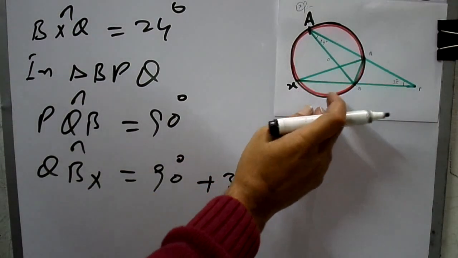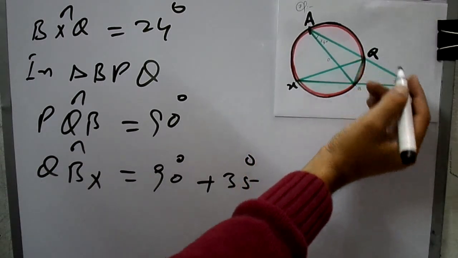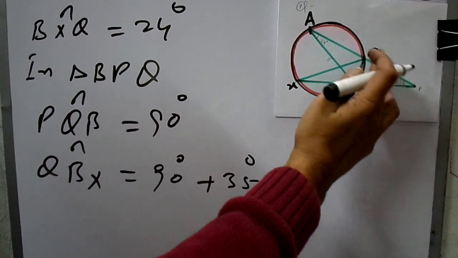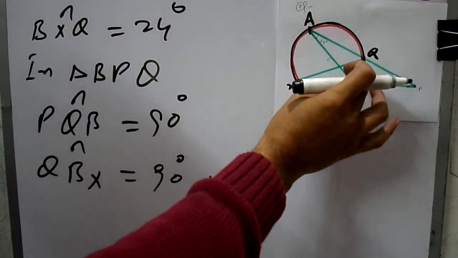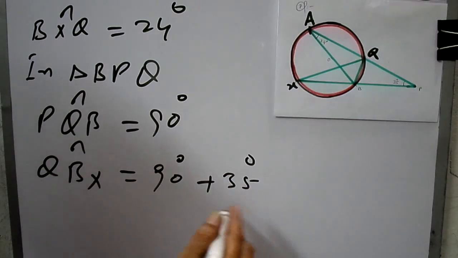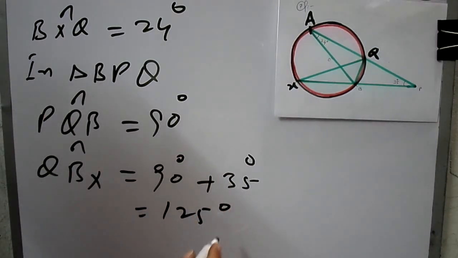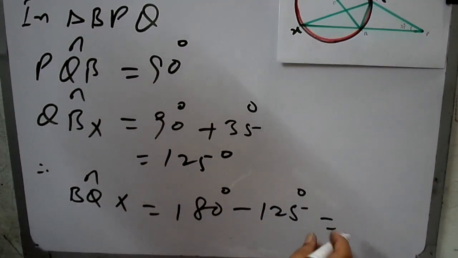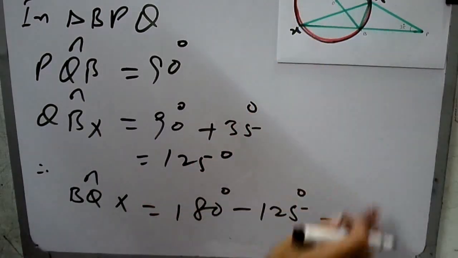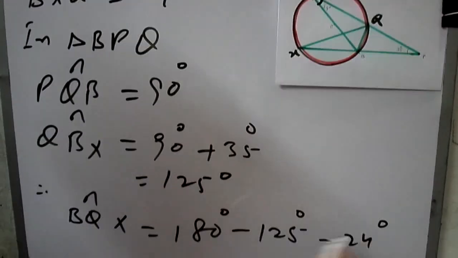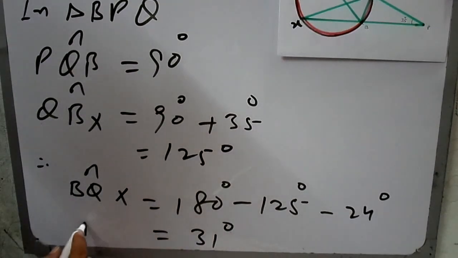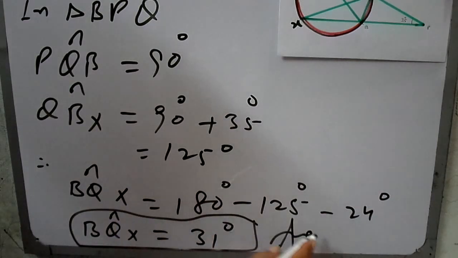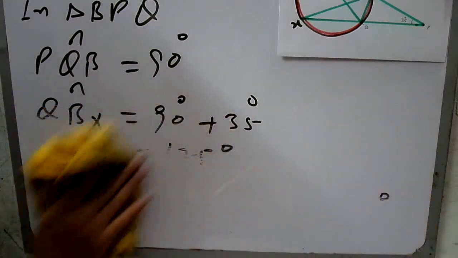If you see here, Q, that is your Q, QBX in this triangle. So 90 plus 35, you will get 125 degree. So therefore you need the value of BQX. That's why 180 minus 125 just you have calculated. So minus 24. Here is your 24. So minus 24 degree, you will get 31 degree. So BQX is your required result, 31 degree. Now coming to the question number 8.